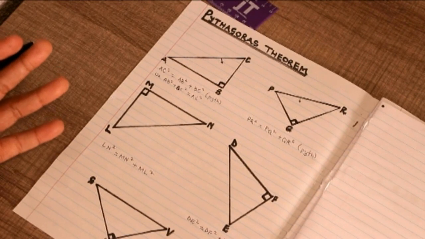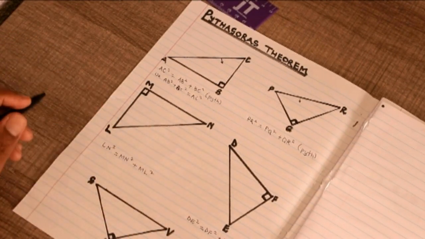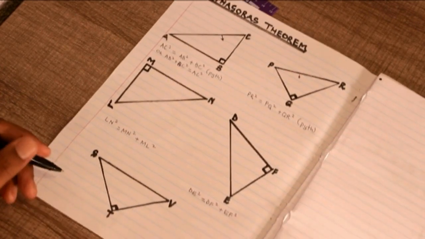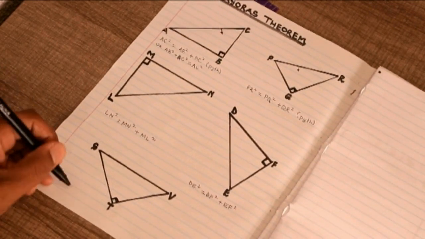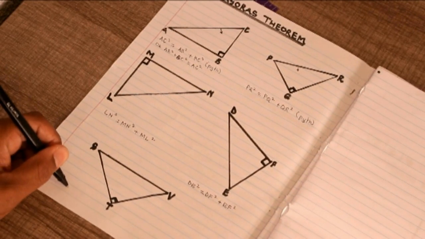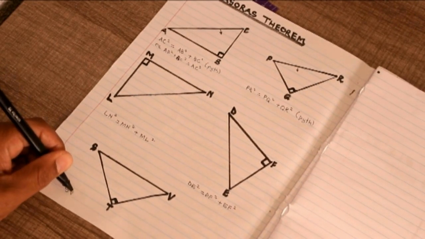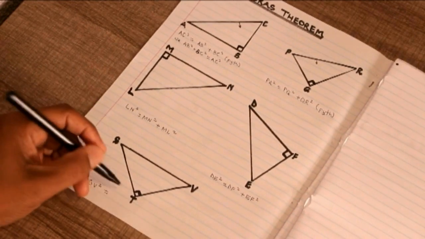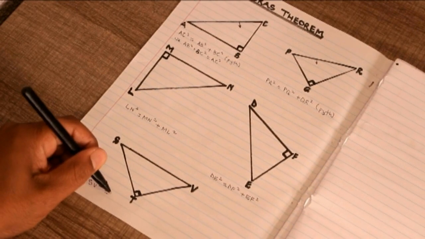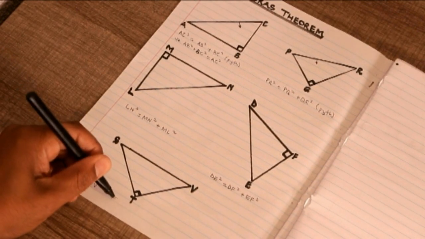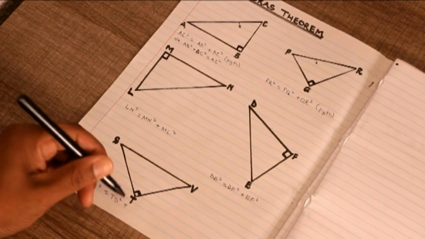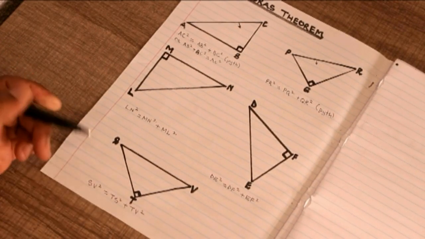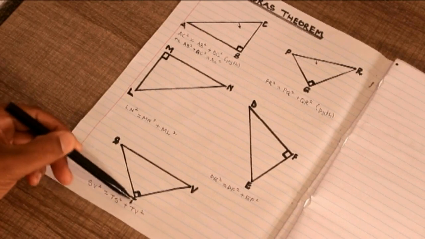Which side is the longest? Of course, it is SV. Now, SV needs to be written as SV squared equals, I hope you can see that, SV squared equals TS squared plus TV squared. Someone can say TV squared plus TS squared.